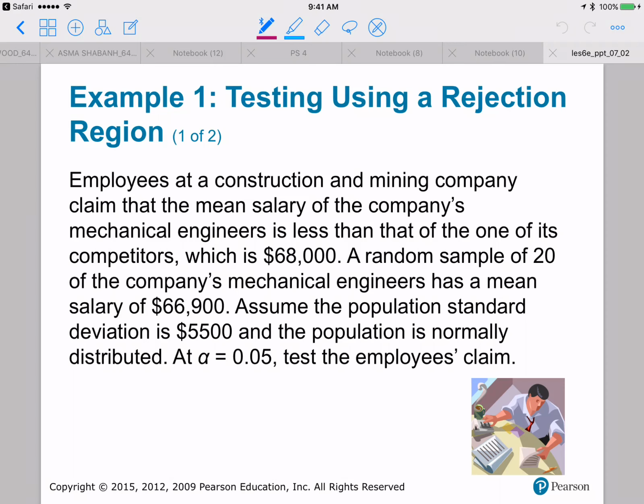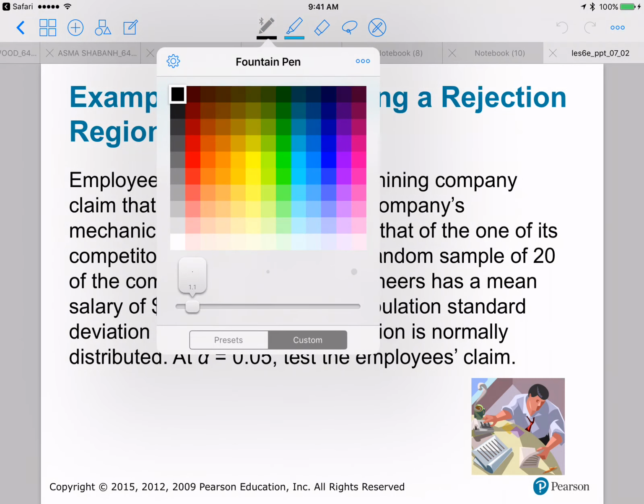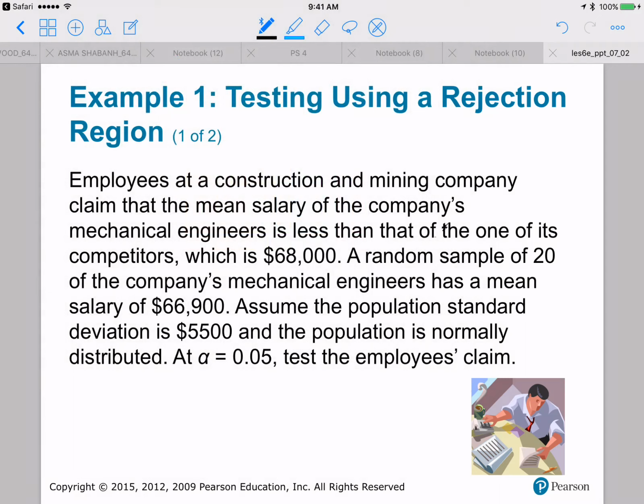Employees at a construction and mining company claim that the mean salary of the company's mechanical engineers is less than that of one of its competitors, which is 68,000. Sorry, this is a typo, it should say that. So, okay, a random sample of 20 of the company's mechanical engineers has a mean salary of $66,900.